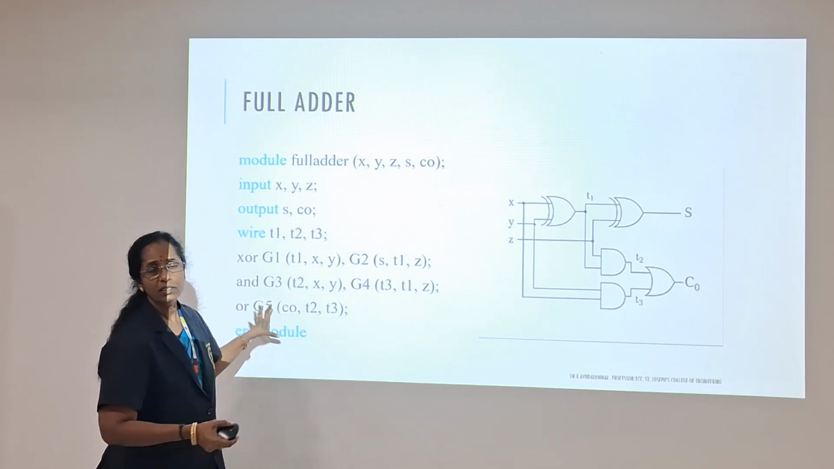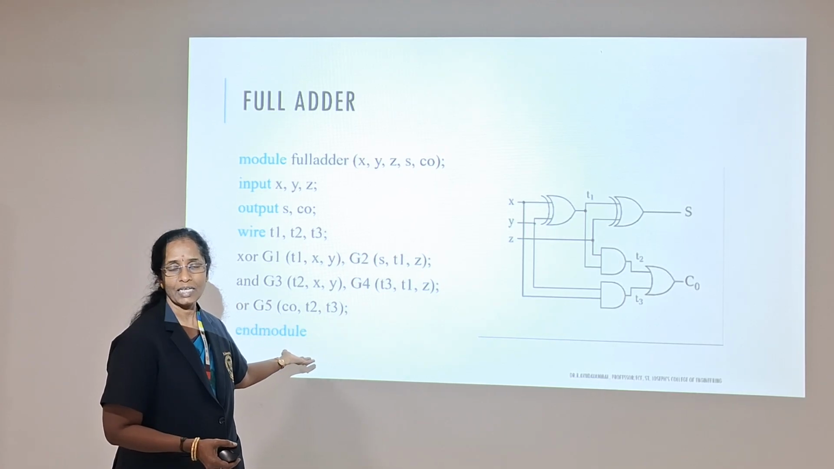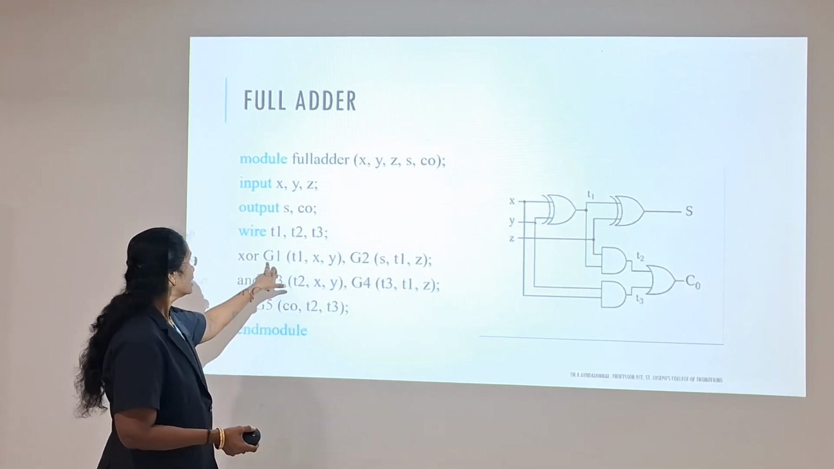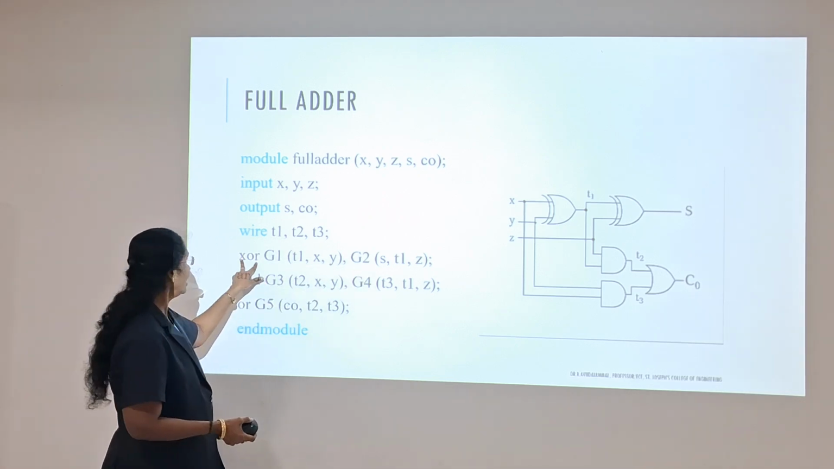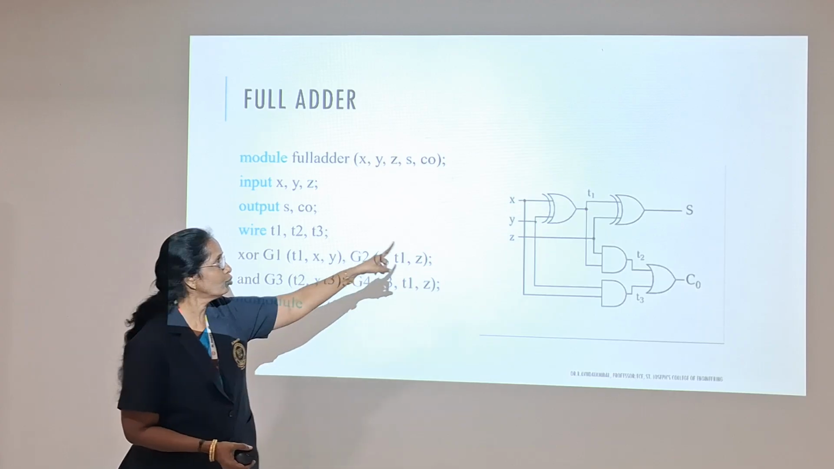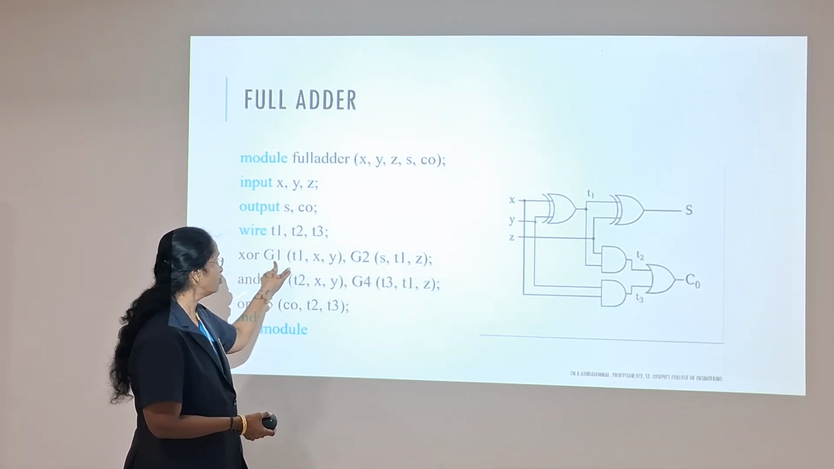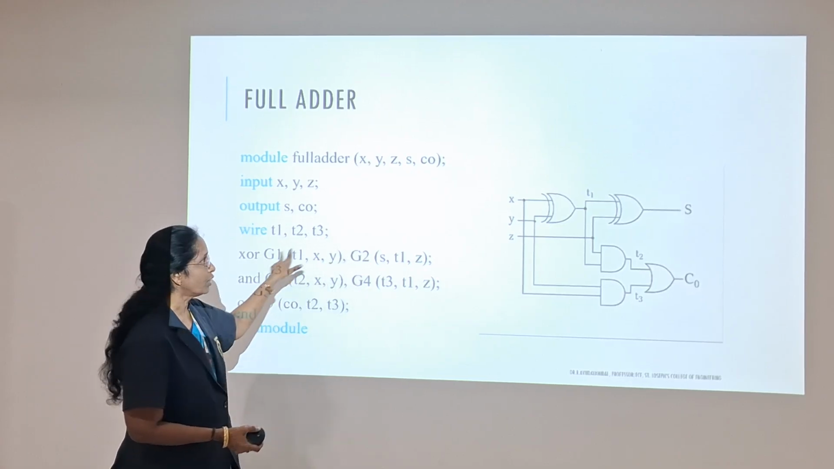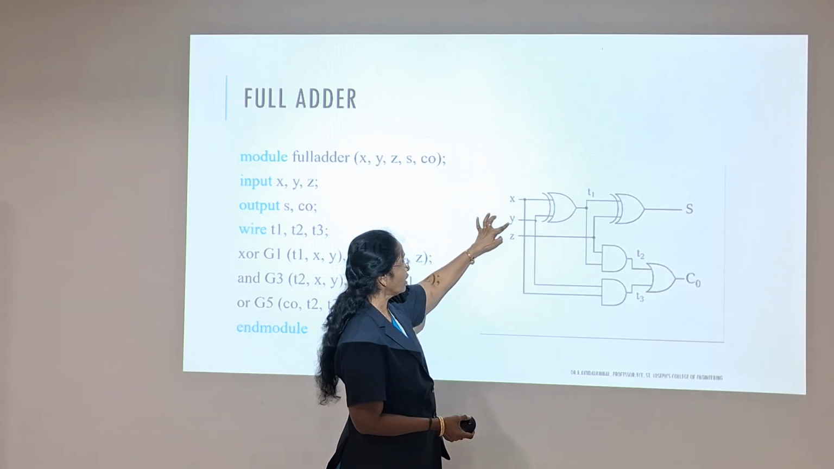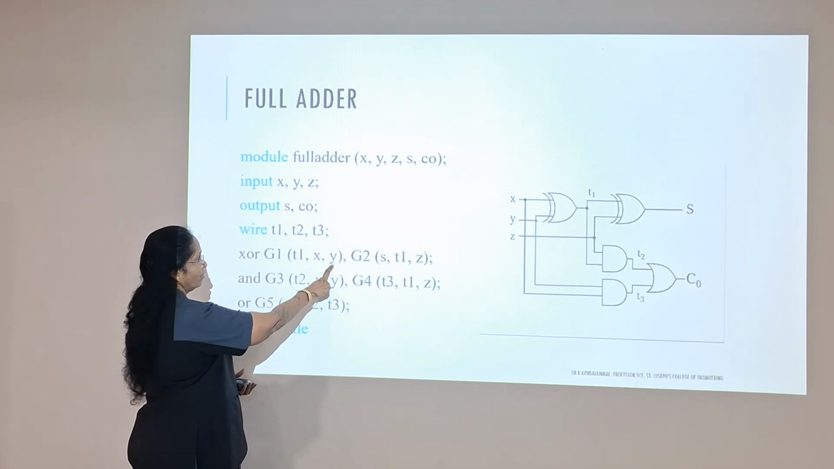As I told you, this Verilog code can be written using 3 types of modeling. This code has been written using structural, or gate level, modeling. That means the description explicitly represents the names of the gates. Totally how many XOR gates are used? 2 XOR gates are used. Therefore, XOR, and I am naming those gates G1 and G2. The first one, I am naming G1. For this G1, what are my inputs? X and Y are the inputs and the output is T1.